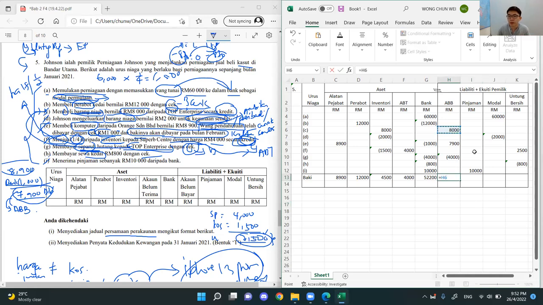So let's say for accounts payable, it would be 8,000. You have to plus your 7,900. And then when you see a bracket, you have to minus it, 4,000. Then the loan, 10,000. Right. Okay, then your capital, use 60,000 because you have a drawing of 2,000. So you have to minus it. So you get 58,000 for your capital. And then your net profit will be 2,500. It's the profit from your sales. And then the 800, you have to minus because this is the expense for your rent. Alright. So at the end, your balance is like that. After that, draw a line.